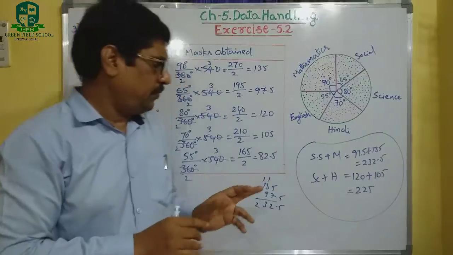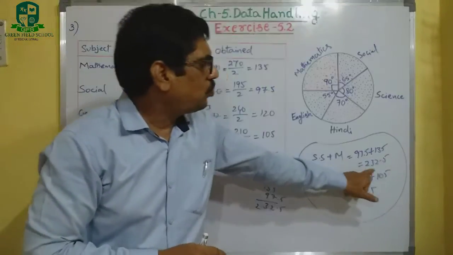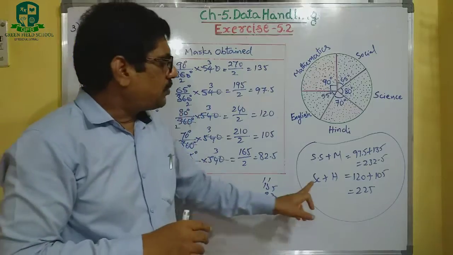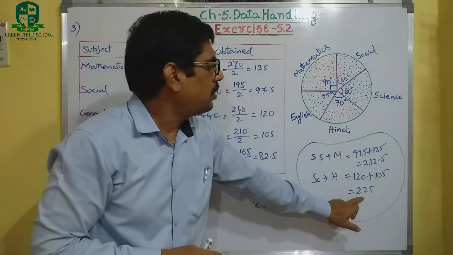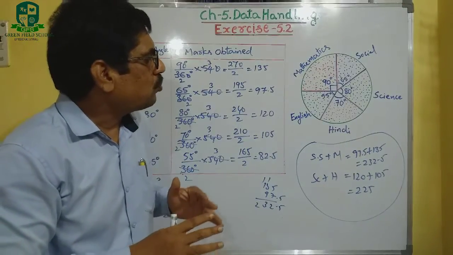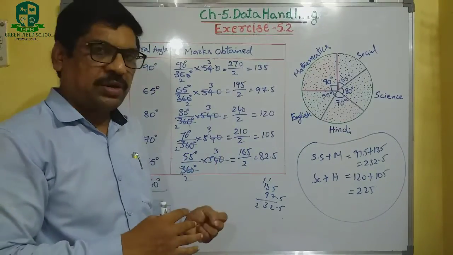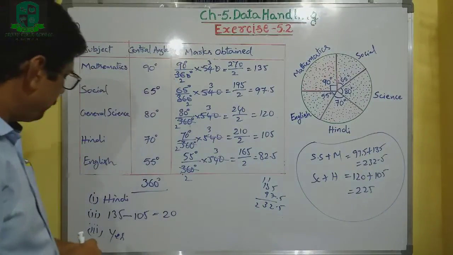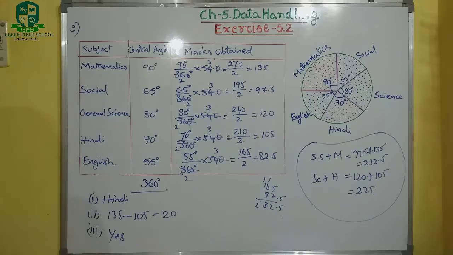The total marks of social science and maths is 232.5 and the total marks of science and Hindi is 225. So he got 7.5 marks more in social science and maths when we compare with science and Hindi. So the answer is yes.